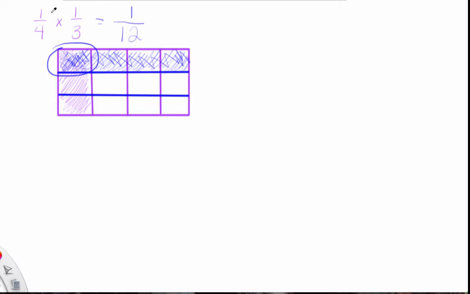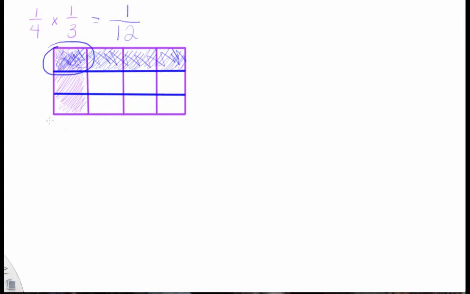So notice when we multiply a fraction 1/4 times 1/3, another fraction, we end up with a much smaller part of a whole. Now the pictures aren't really necessary to use to solve every problem, but I did want you to see why we get such a small fraction when we multiply two fractions together by using a picture.